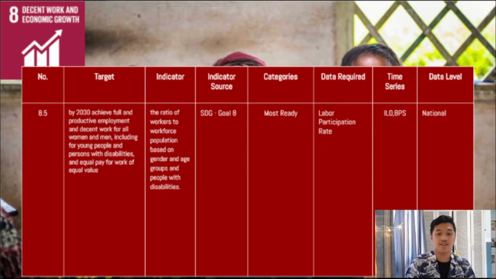The indicator is the ratio of workers to workforce population based on gender, age groups, and people with disability, because we have to relate to the target. And it is from goal 8, of course. The category is the most ready one. The data required is LPR, or labor participation rate. The source for the data is from ILO and BPS that we're gonna use. And the next one is the data level, which is national scale. Next slide.